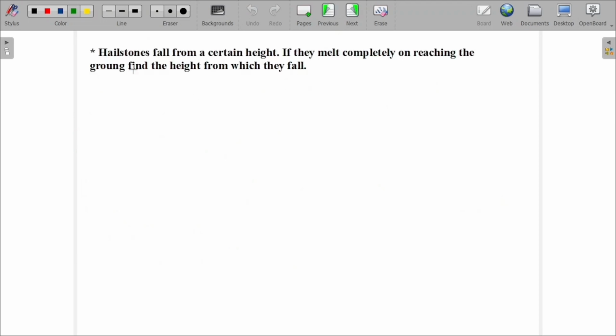Okay, we'll see the problem now. Hailstones fall from a certain height. If they melt completely on reaching the ground, find the height from which they fall. Let's consider there are many hailstones. They form when it is the time of rain. Hailstones are a kind of ice cubes. On reaching the ground, they are going to be completely melted.